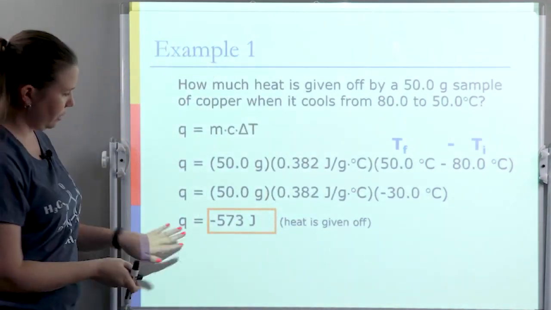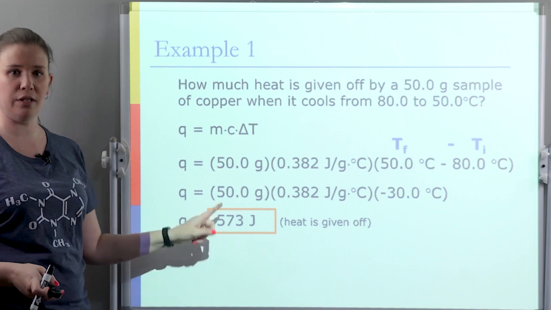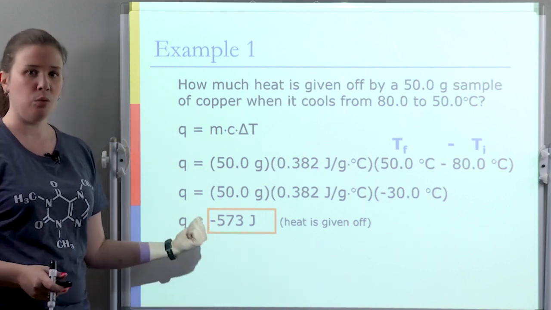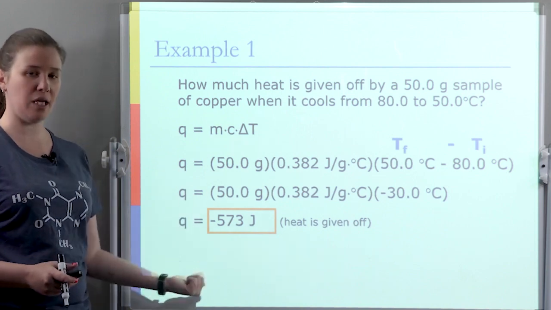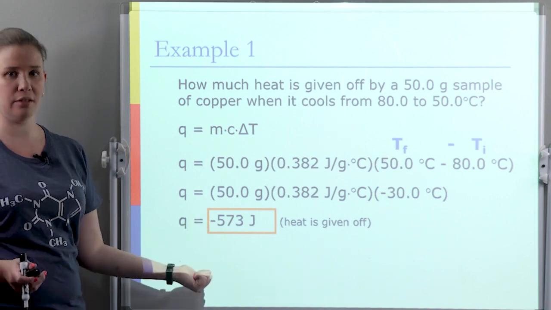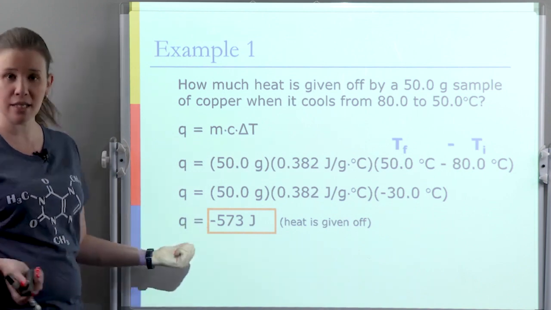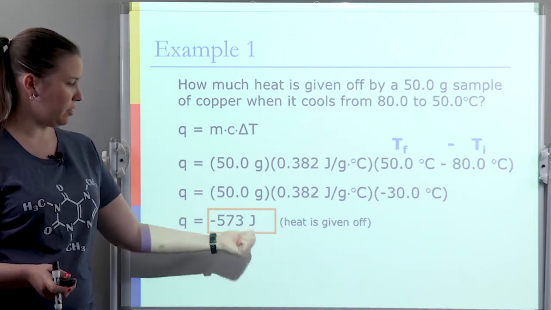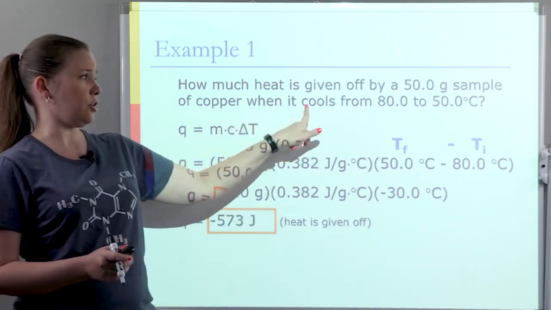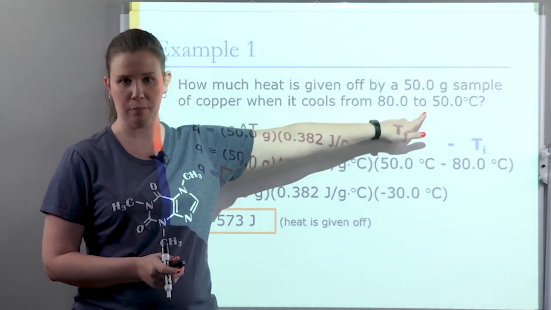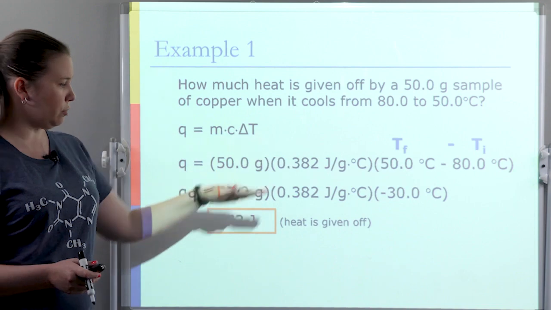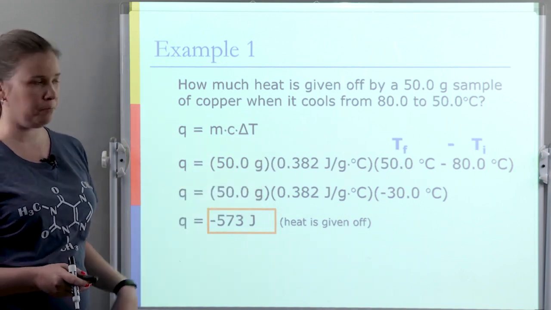So Q turns out to be negative 573 joules. This negative sign is very important. When you write Q, you have to say whether it's positive or negative. And for thermodynamics, I usually write the positive sign because it's positive on purpose. In this case, it's negative on purpose. Negative 573 joules to show that heat is given off. And that makes sense because it's talking about cooling and it's dropping the temperature. So you can usually tell from the words if you're going to have the right sign, and you want to make sure that you end up with that correct sign.